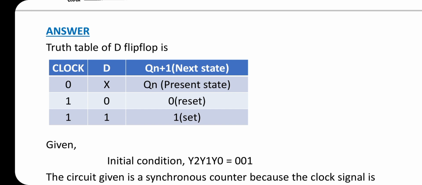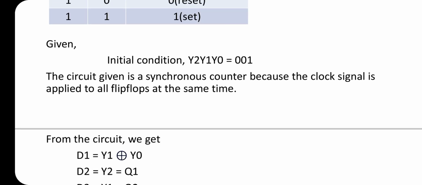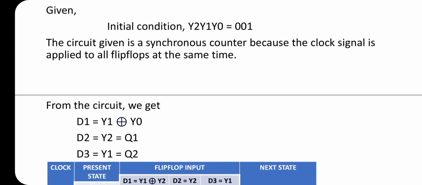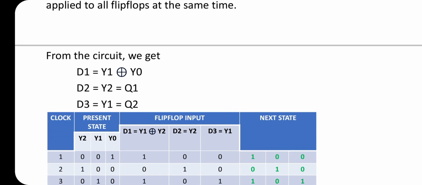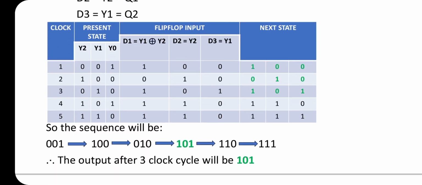When clock is activated to 1 and D is 0, Qn plus 1 is 0, that is reset. When clock is 1 and D is 1, the next state is 1. Given initial condition y2, y1, y0 equal to 0, 0, 1. The circuit given is a synchronous counter because the clock signal is applied to all the flip-flops at the same time. From the circuit we get the equations D1 equal to y1 XOR y0, D2 equal to y2 equal to Q1, and D3 equal to y1 equal to Q2.